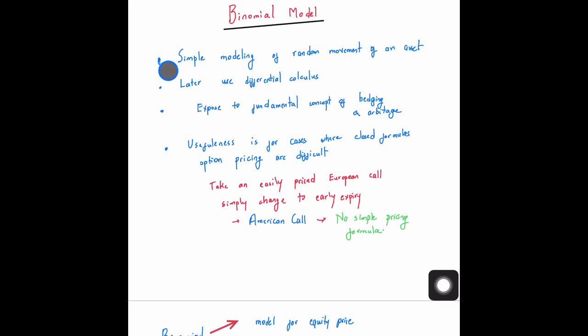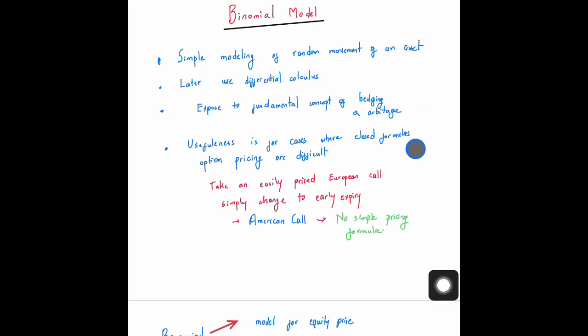The simplest model that you could do computationally is the binomial model. This is modeling the random movement of an asset. Then after that, in the future, we will consider a differential calculus model, which is called the Black-Scholes model. What is so important about this binomial model, at least from the teaching perspective, is that it will expose you to the fundamental concepts of hedging and arbitrage, which you are anyway getting a flavor of from the previous sections.